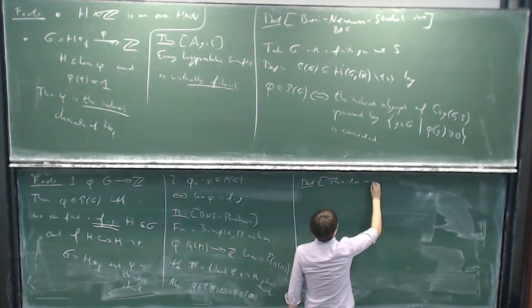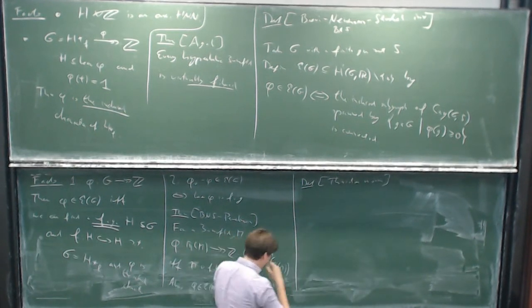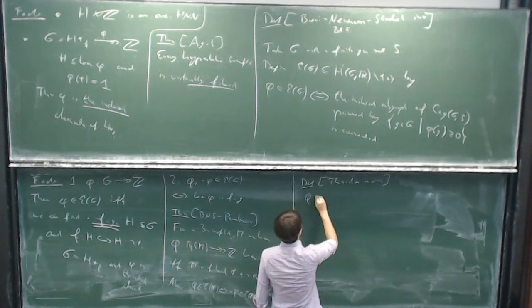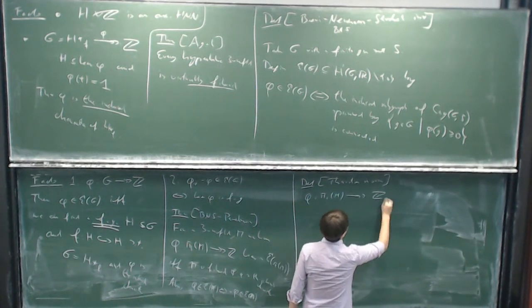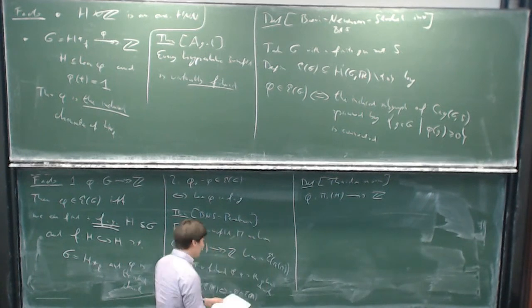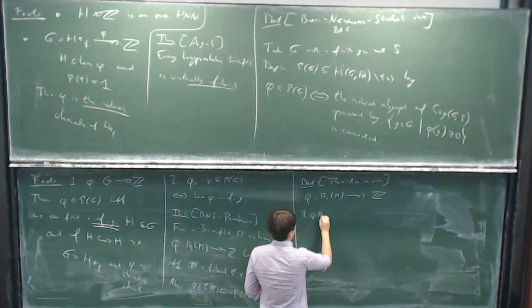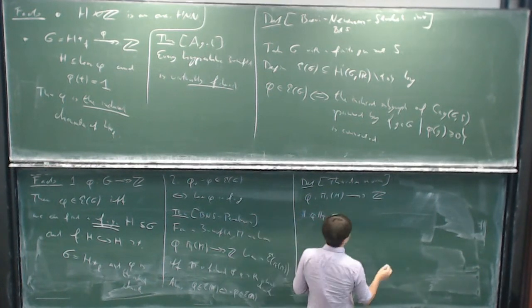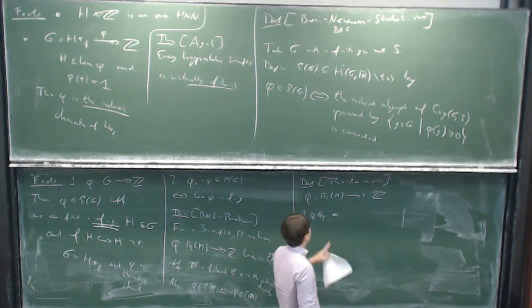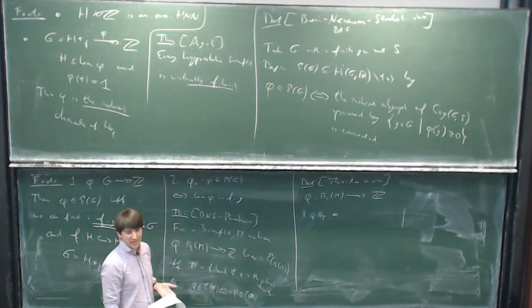It's similar in spirit, I would say, but it gives you more information. We start with a character, again we are looking at the 3-manifold. We start with a character going onto Z. Now we define the Thurston norm of this character. First of all, we started with a map from pi1 M to Z. That's in particular an element of the first cohomology.